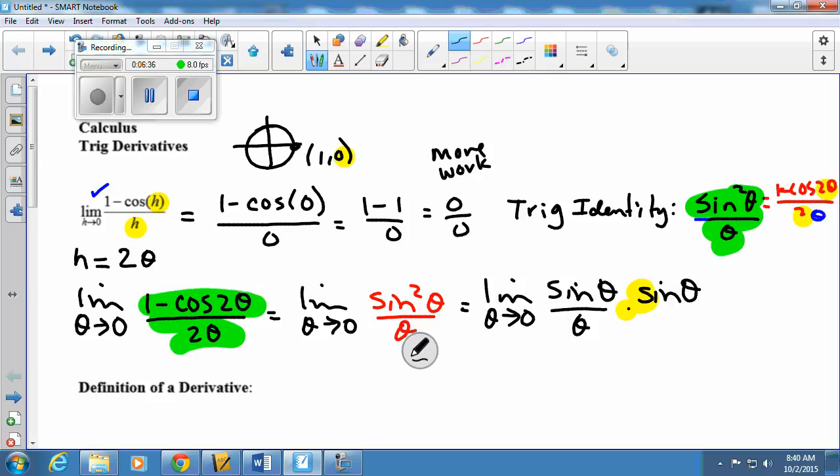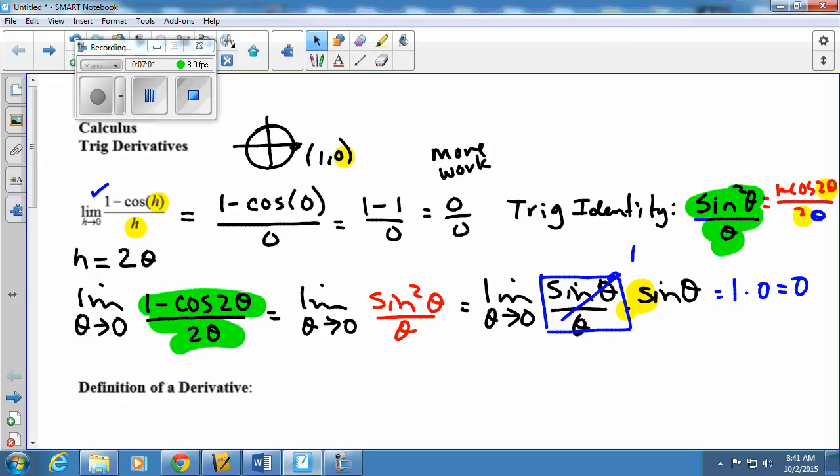How would that be okay? And why would I rewrite it that way? This is going to turn into what? Turns into 1. And now when I plug in 0, I have 1 times what? Sine of 0, which is 0. You are correct. And I get 0. So that means that this limit is equal to 0. That was a lot of work to show that.